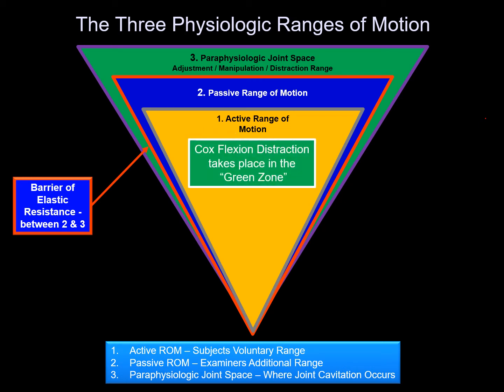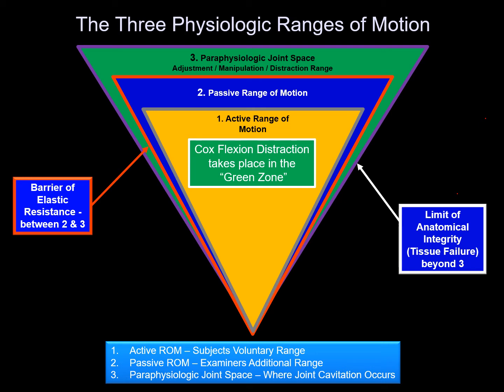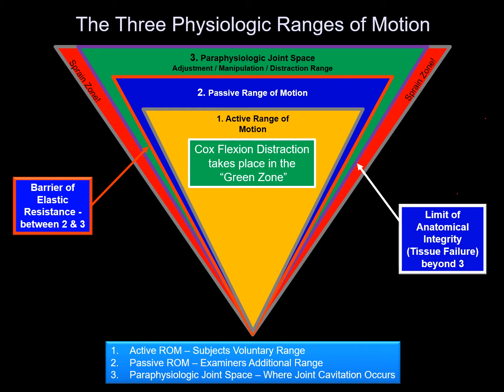Flexion distraction, just like any other adjustment, exists in the paraphysiologic joint space. There's one other range that we want to help you to prevent from going into, and that's known as the limit of anatomical integrity. Going into that range would create tissue failure. It's what we call the sprain zone. So like with any adjustment, if delivered in too aggressive a fashion or in too deep a manner, you can actually get some pain or discomfort and possibly even sprain the area. That can occur with flexion decompression as well. And so we're going to show you in real time eventually how this all works, so as to prevent any exacerbation of the patient's condition.